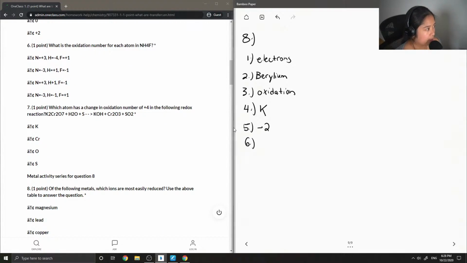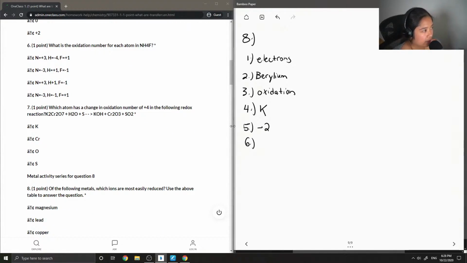What is the oxidation number for each atom in NH4F? So the fluorine will have a -1 oxidation number. The hydrogens, each one has a +1. So therefore, our nitrogen will have a -3 oxidation number. So those are the 3.